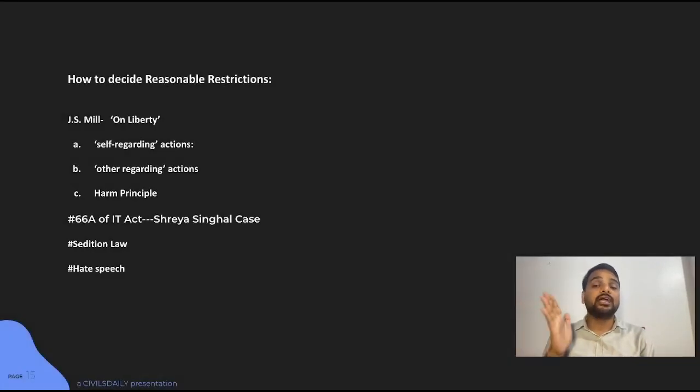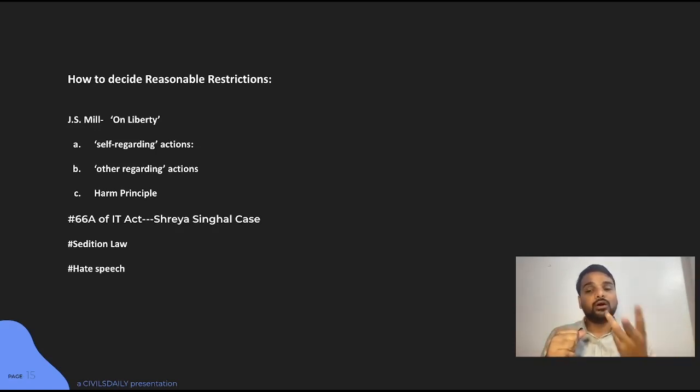Now, how to decide the reasonable restrictions? On this topic, like how much liberty one should have, everybody agrees that there should be some restrictions. There has to be some reasonable restriction on our liberty, our freedom. But how should we introduce it? So there was J.S. Mill, John Stuart Mill. He actually came up with this classification in his book On Liberty.